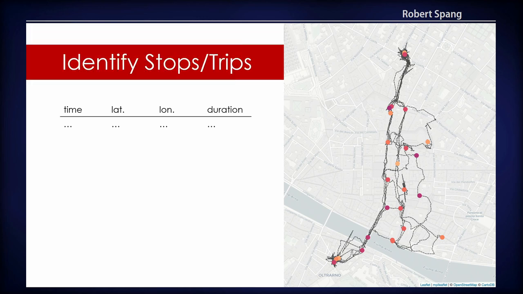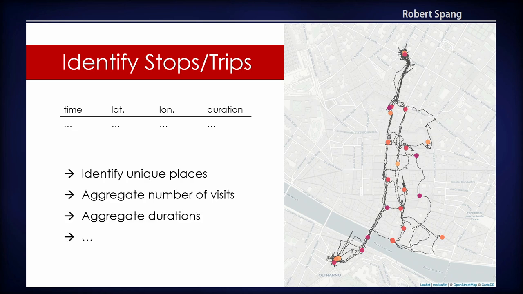If I had such a list, I can then go ahead and group these places together to know which places are unique, which is a place that I have revisited before, and so on. And based off these unique places, I can then go deeper and aggregate some data, for example, the number of visited places and the time I've spent at each place.